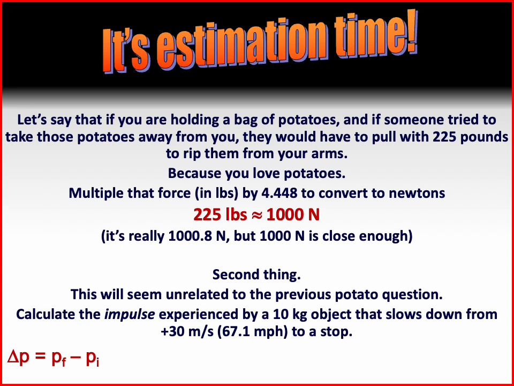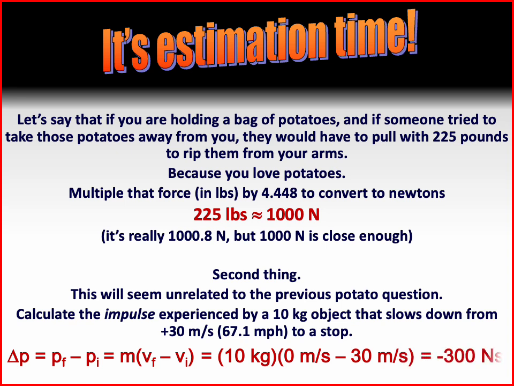The mass here is not changing. We have a 10 kilogram mass, so we can write it this way, because momentum is mass times velocity. Our final velocity is 0, and our initial is 30. So when you take a 10 kilogram object and you change its velocity by 30 meters per second, you will have a 300 newton second impulse. Okay, hang on to those thoughts.